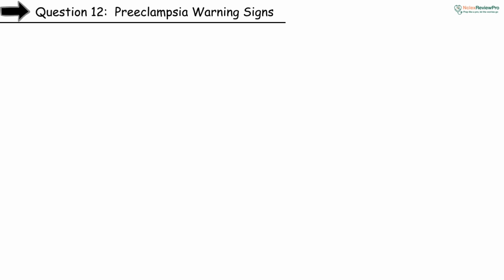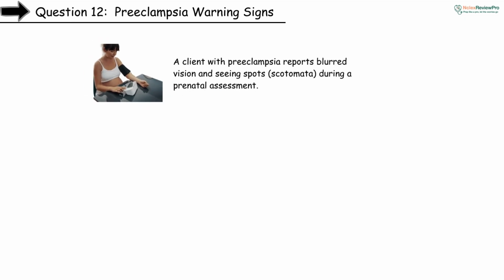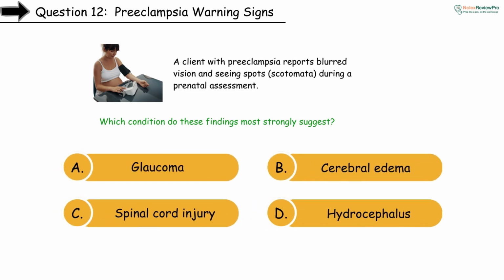Question 12, multiple choice. All right, let's break this down. We have a client with preeclampsia who is reporting blurred vision and seeing spots. And the question is asking, which condition do these findings most strongly suggest? Let's look at the options. Option A, glaucoma. Option B, cerebral edema. Option C, spinal cord injury. Option D, hydrocephalus. Take a moment and think about your answer.